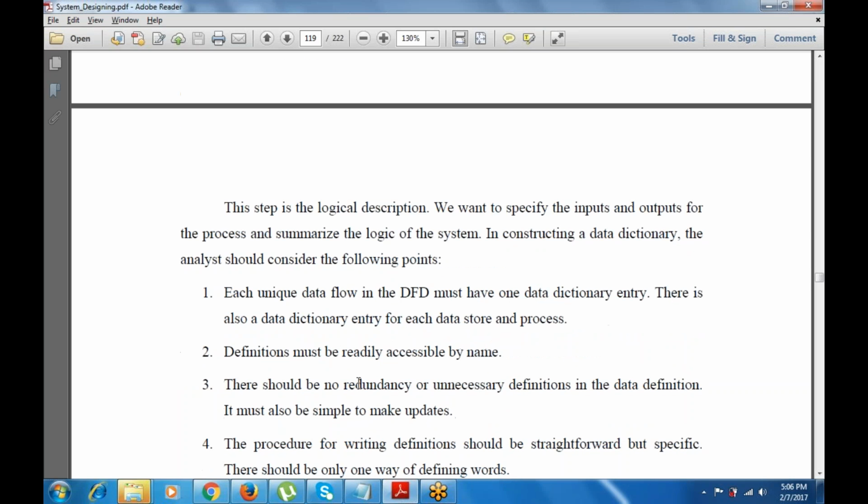The next is describing the process. How to describe the process? This is the easy step used to describe the process. The next one is a decision tree.